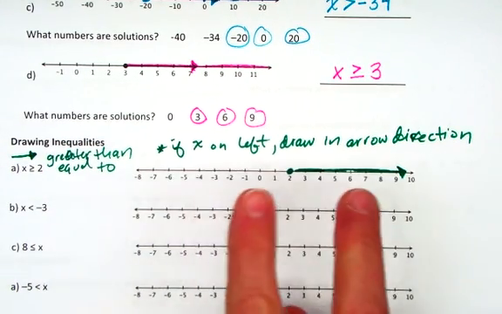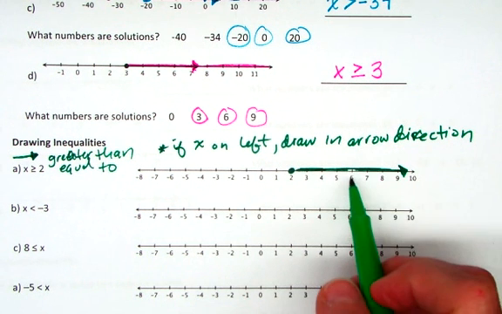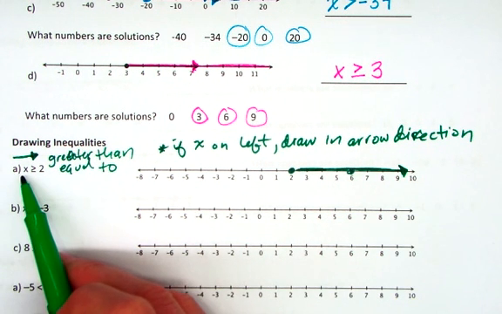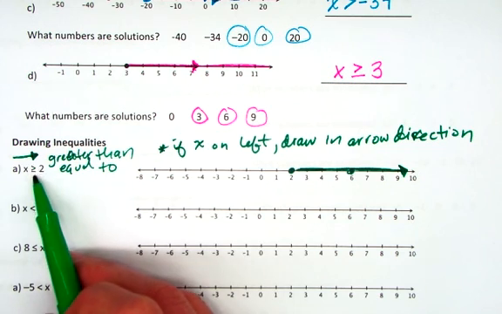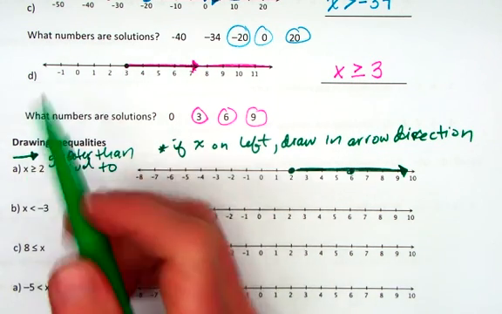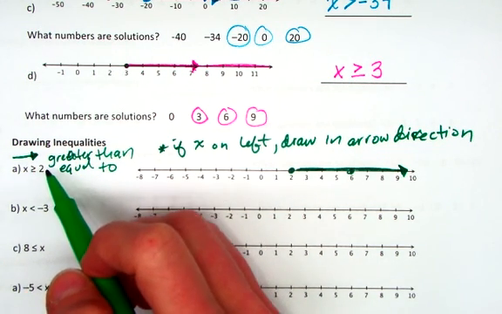If you're not sure, you can always pick a number. So I can say, all right, 6. 6 is supposed to be a solution. I come over here. Is 6 greater than or equal to 2? Remember, this is like an alligator. It eats the bigger number. And yes, it's going to eat 6 because 6 is larger than 2.